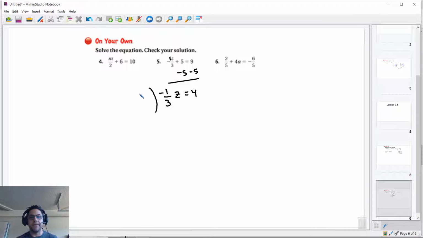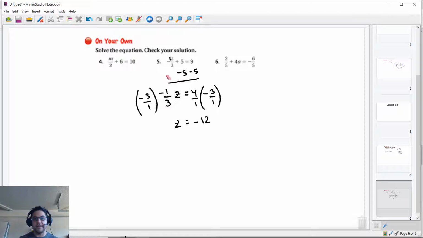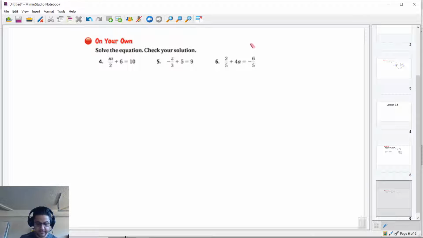We're going to go ahead and multiply both sides by the reciprocal, so negative 3 over 1. Put a little 1 there if you like. So it means z is equal to, no cross canceling, positive multiplied by negative is negative. 4 times 3 is negative 12. Very nice.